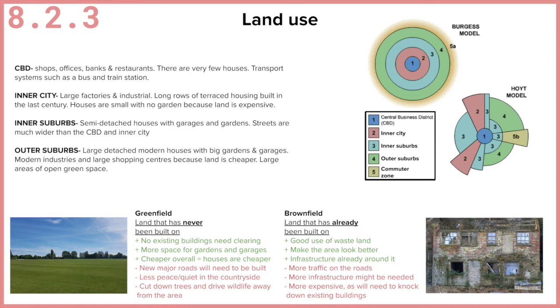And then we have the outer suburbs. This is the edge of the city. We're almost in the countryside at this point. And these are large detached houses. One house on its own, big gardens, garage, and you've probably got a front garden and a back garden.